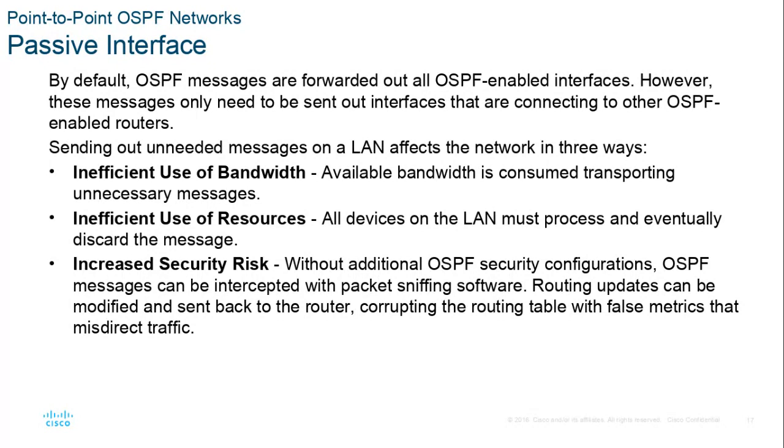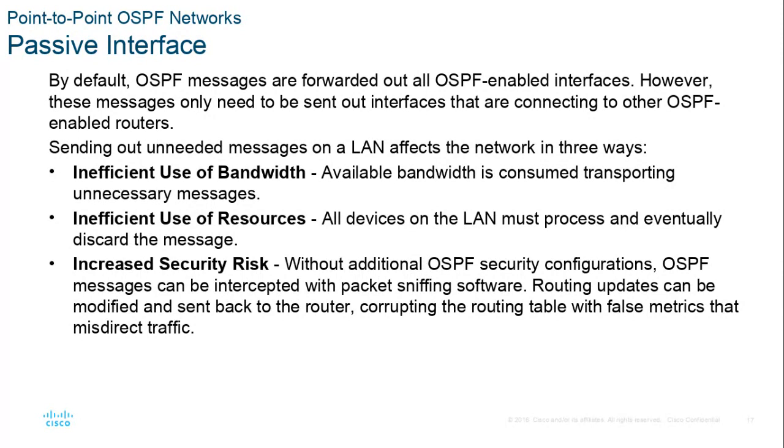It consumes resources. Everybody on the network must listen to these link state updates and decide whether they need them, and they're going to discard them because they're not routers. And it's an additional security risk because people can run Wireshark and see what's running. So there's a method of configuring a passive interface, where I can't just leave it out of the network statement.